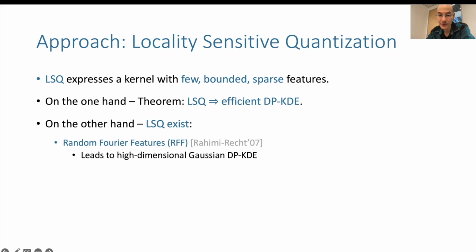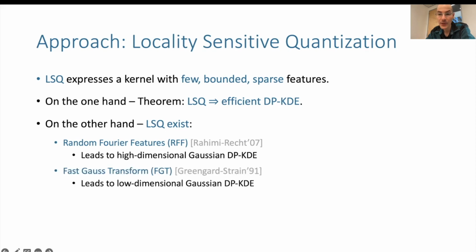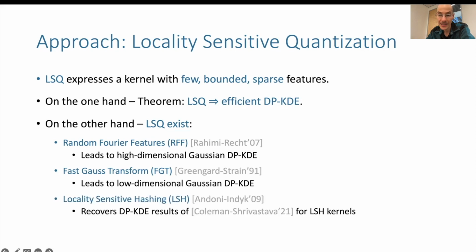So specifically, from random Fourier features, we get our high-dimensional result. From the fast Gauss transform, we get our low-dimensional results. And from locality-sensitive hashing for kernels, we recover the results from prior work mentioned earlier for LSH kernels. So all of these things fit into the LSQ framework and give us DPKDE mechanisms.